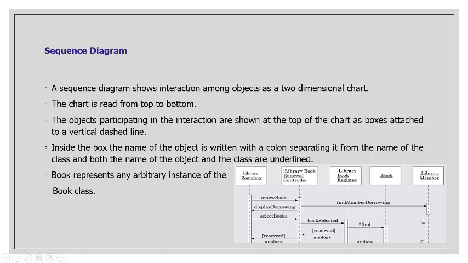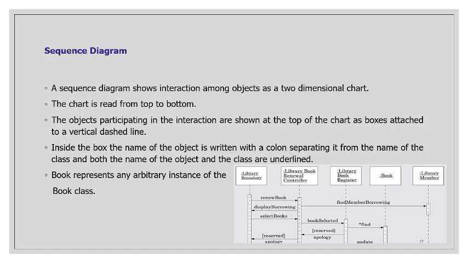Then an activation symbol, a rectangle called the activation symbol, is drawn on the lifeline. This is called the activation symbol. That means the object is active at this moment. All that time the object's lifeline exists, but the object is active only at this moment. Thus, an activation symbol indicates that the object is active as long as the symbol exists on the lifeline.